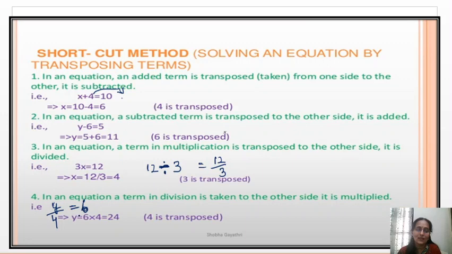Now let us take one division sum. Y divided by 4 equals 6 is your equation. You have to find the value of y here. Y is divided by 4 here. So it is a division operation here. So we have to change 4 to the right side. Why do we have to change? To isolate variable y on the left side, we have to change the side of 4 to the right side.